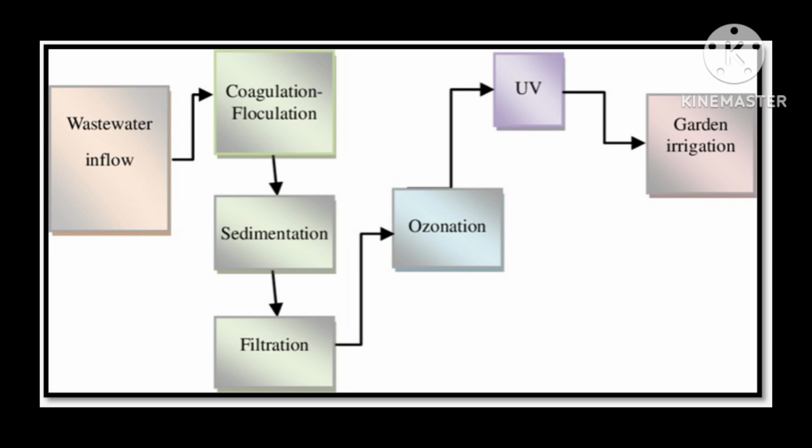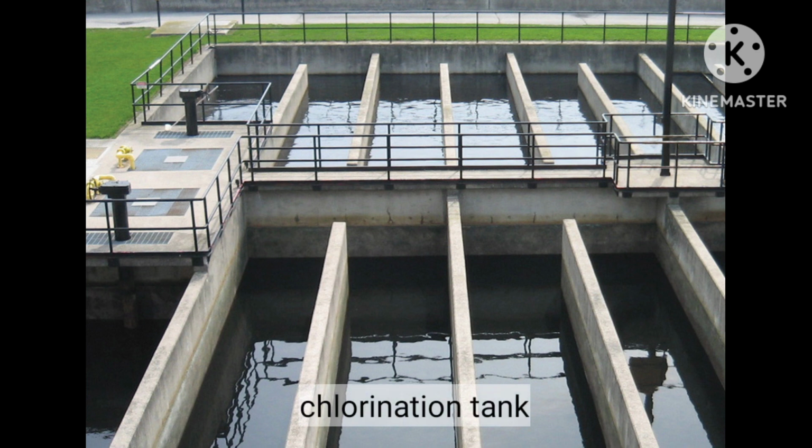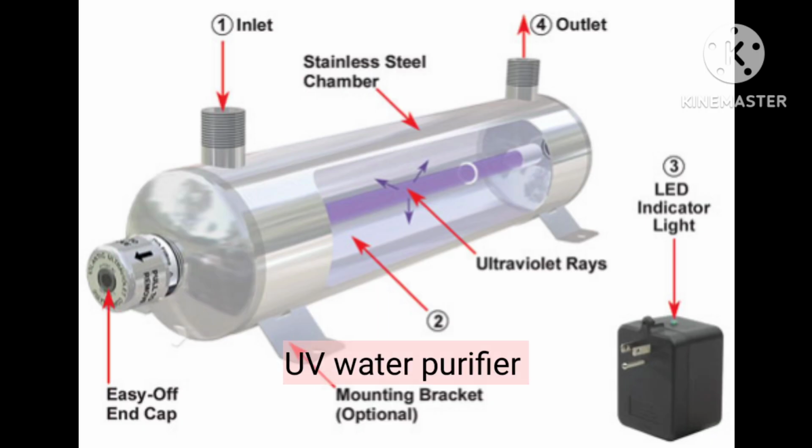Sixthly, this is a diagram which shows disinfection. Disinfection is a process of killing or inhibiting harmful microorganisms such as bacteria and viruses in the water. Disinfection can be achieved through chemical methods such as chlorination or ozone treatment, or physical methods such as UV treatment.